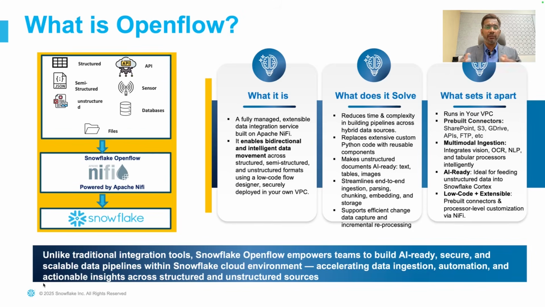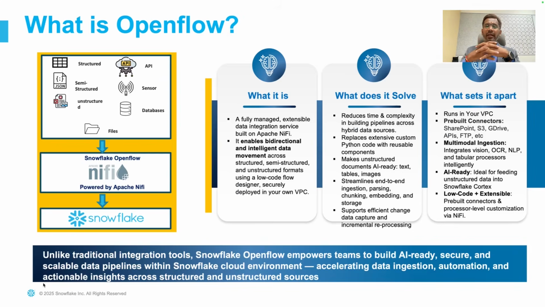In terms of what it solves, number one, it reduces time and complexity. OpenFlow drastically cuts down the time it takes to build your data pipelines, especially when your data is coming across hybrid data sources. It replaces the need for any extensive custom coding, because it provides reusable, out-of-the-box components that you can just drag and drop. Basically, you'll be able to accelerate your development cycles when you use OpenFlow. That is number one.